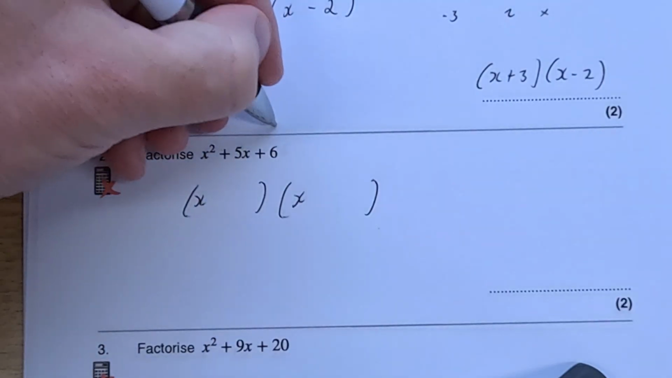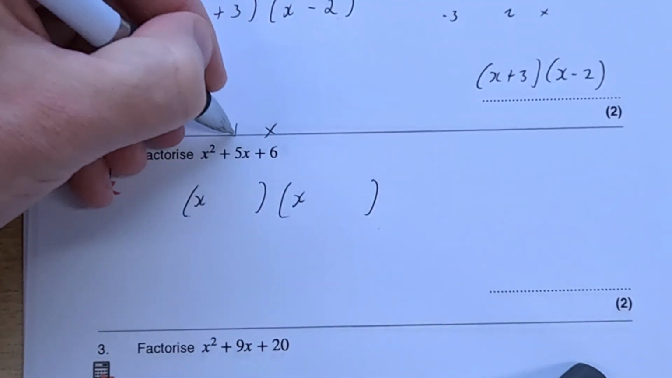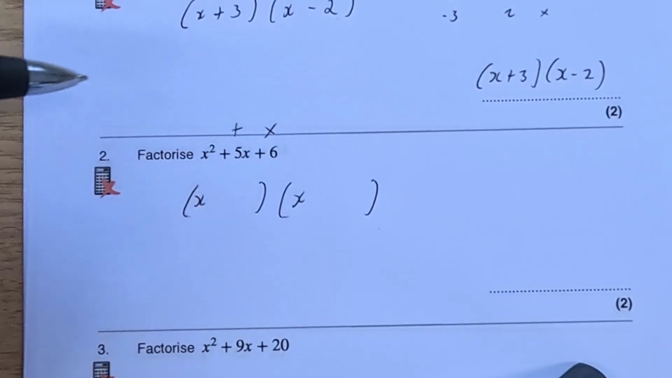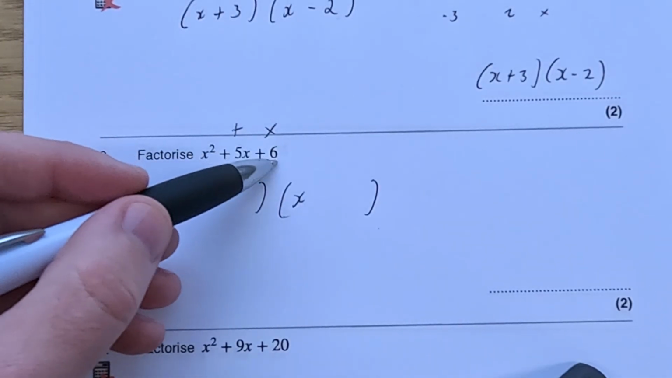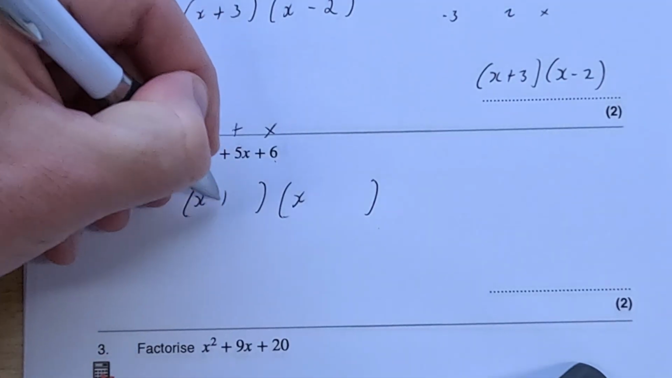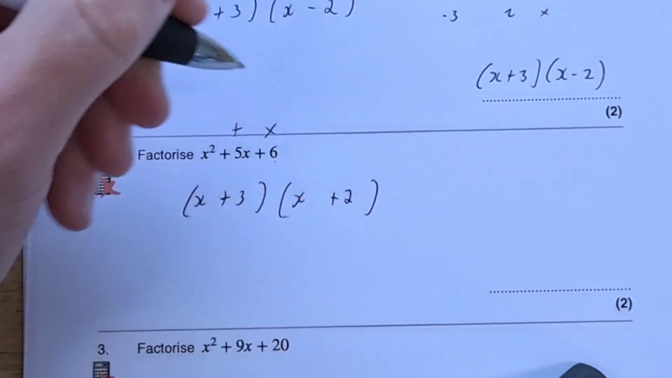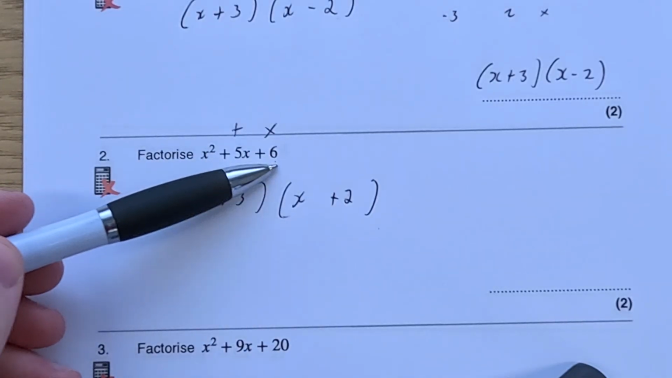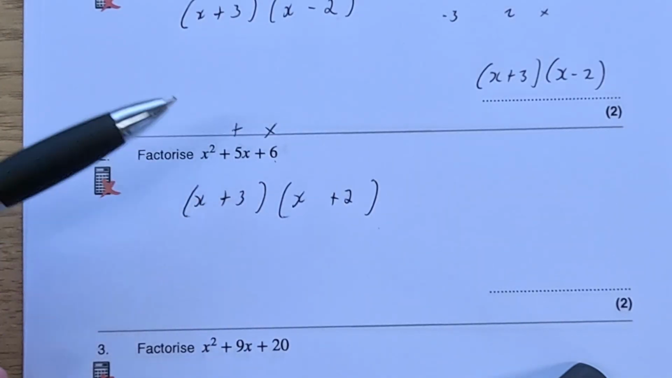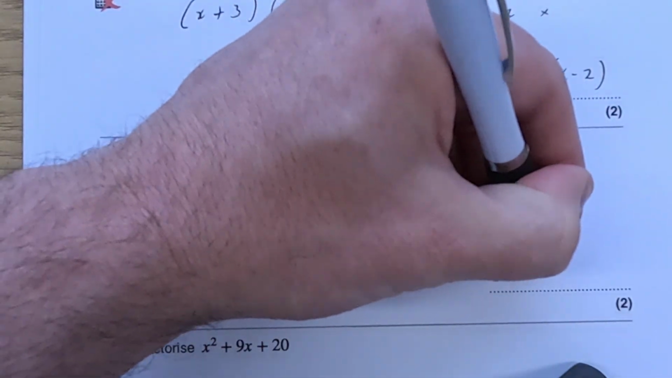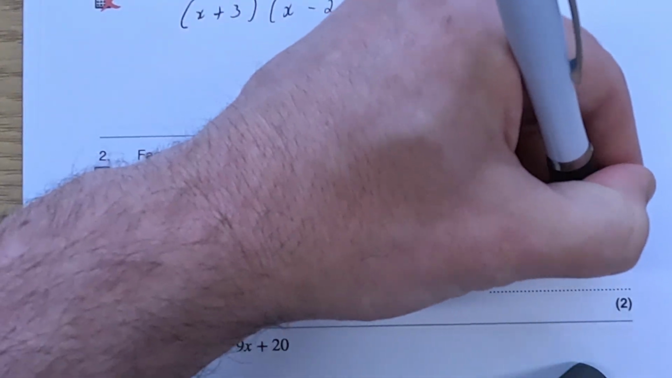Now we want to find two numbers that will times together to be 6 and will add together to be the number in front of the x, the coefficient of x, which is 5. So in terms of two numbers which will times together to be 6 and add together to be 5, I'm thinking 3 and 2, because 3 times 2 is equal to 6, and 3 plus 2 is equal to 5. So we've factorized that one straight away. It's going to be x plus 3, and then in brackets, x plus 2.